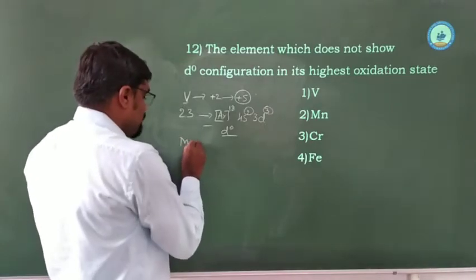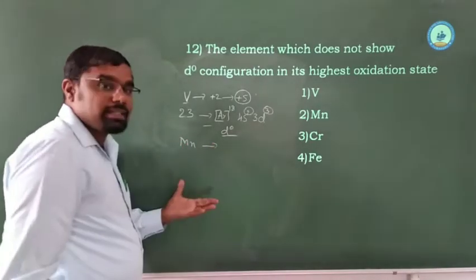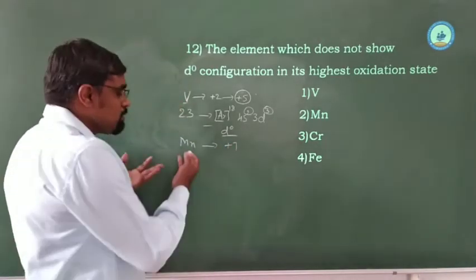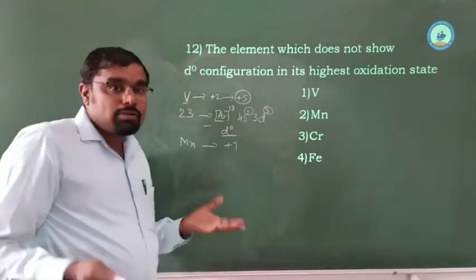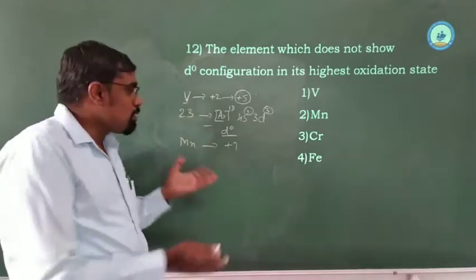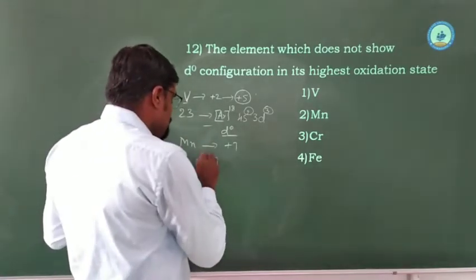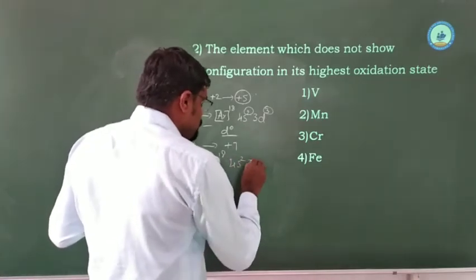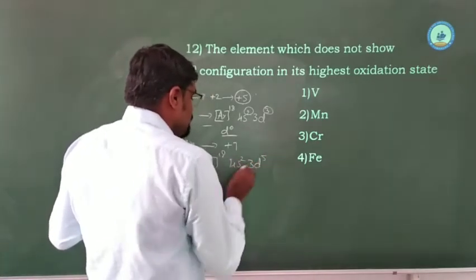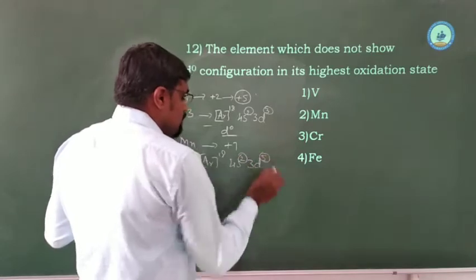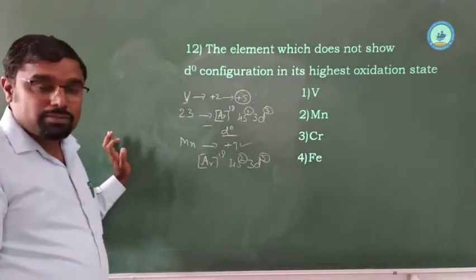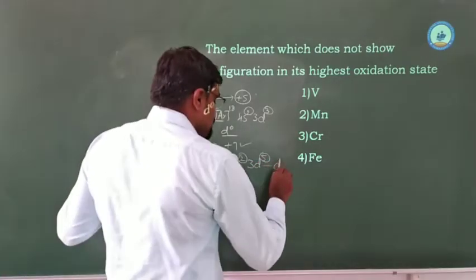Then manganese. Commonly you know that the manganese highest oxidation state is +7. The atomic number is 25. So after argon, 18, we fill the electrons in 4s2 3d5. So totally 7 electrons are there. We are going to remove 7 electrons from the manganese. So here also d0.